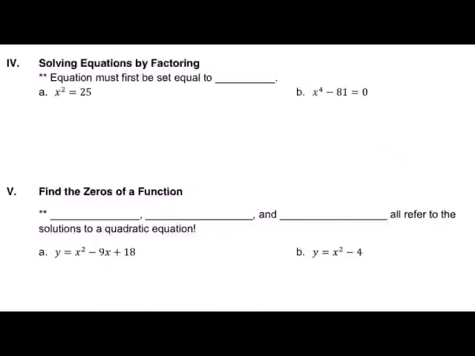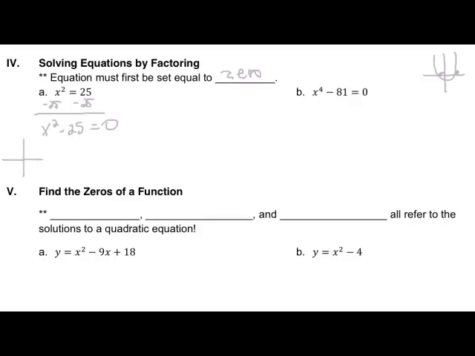So again, solving equations, the first method that we're looking at is factoring. When we solve an equation, we're looking for those x-intercepts, or where our graph crosses the x-axis. In order to solve by factoring, we first have to make sure that our equation is set equal to 0. So in part A, we have x squared equals 25, so we need to subtract 25. That gives us x squared minus 25 equals 0.